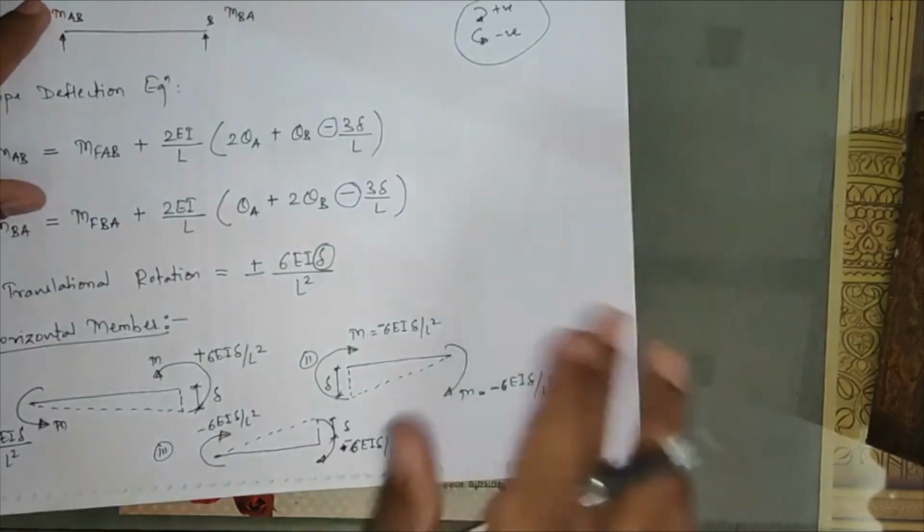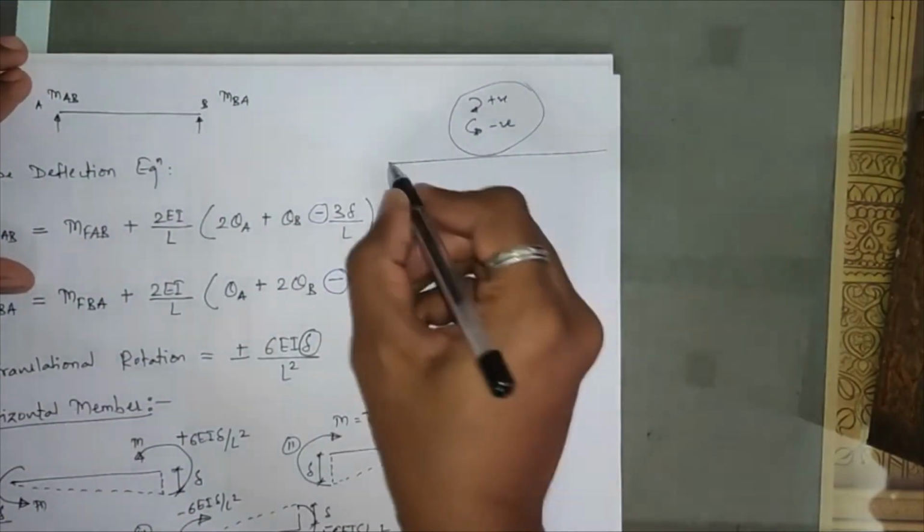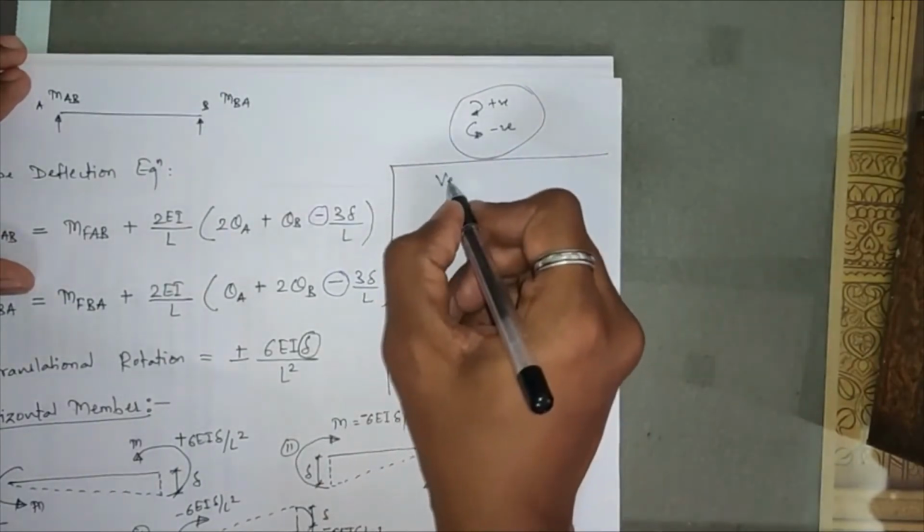Now we'll see vertical members. Here I am writing vertical members.